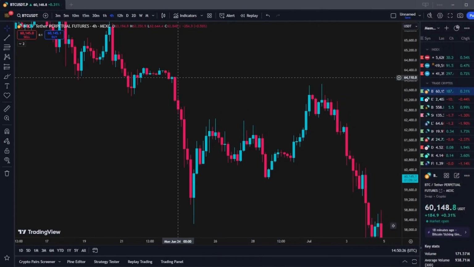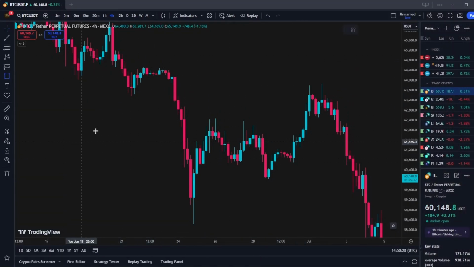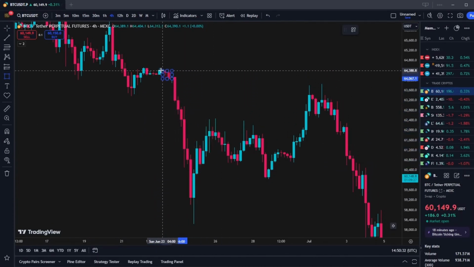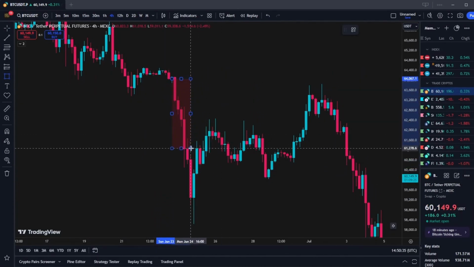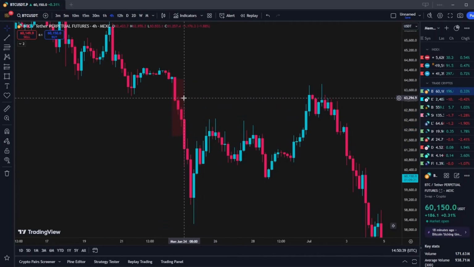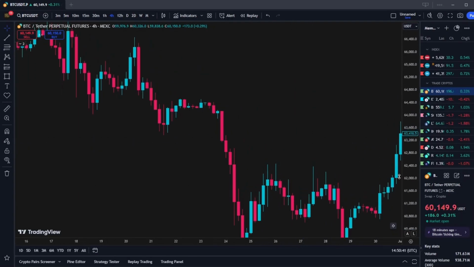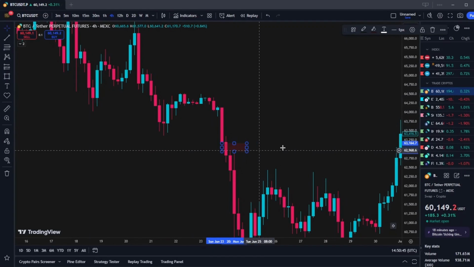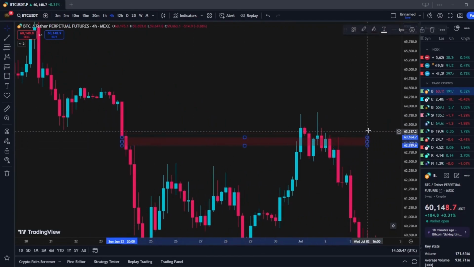Now here we have an example of a bearish fair value gap. We can see we have many candles going down all in the same direction, but we're going to use these three candles right here. So we will draw on our box tool from this candle wick low to this candle wick high right here, and this will then be our fair value gap.